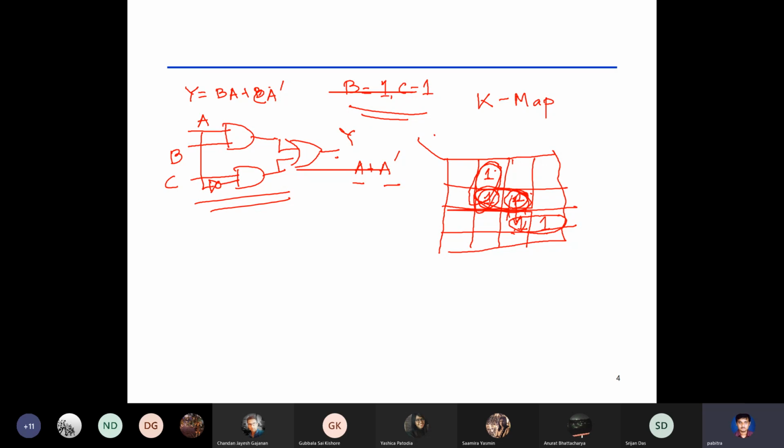How to remove the static 1 hazard? Very easy. Add redundancy. Add an additional product term, an additional AND gate, and you add it to the OR gate. Have it as a third input of the OR gate. And you can actually check that this works.